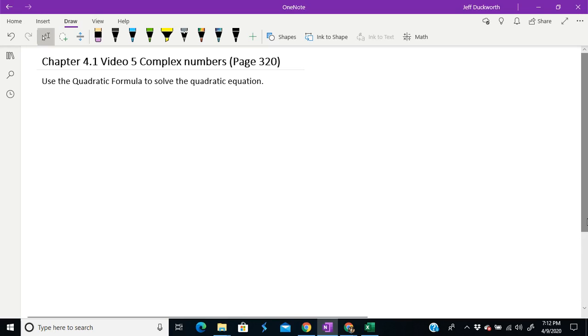All right, we're going to turn to the next page in chapter 4.1 homework. We're on page 320. We're going to do a problem from the group where we're solving a quadratic and putting the answer or answers into standard form, or standard form for complex numbers. All right, so let's do the first of the problems. Let's do number 67.